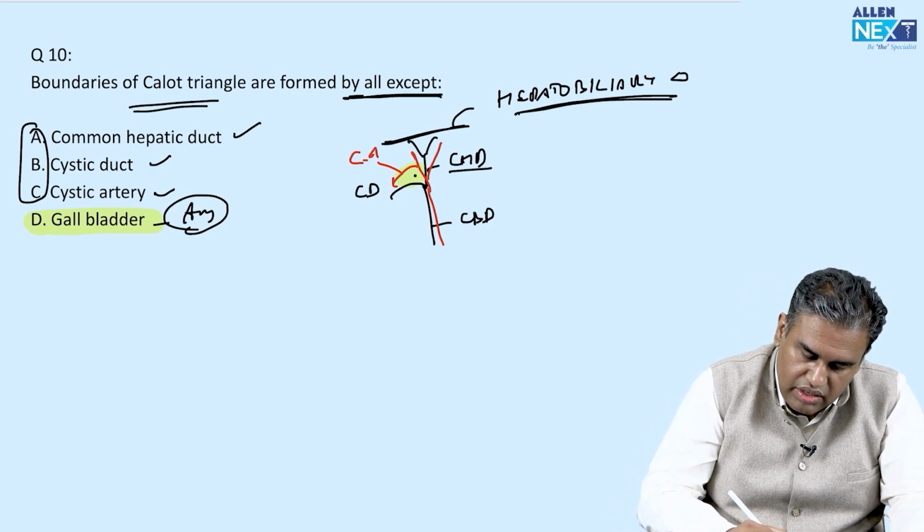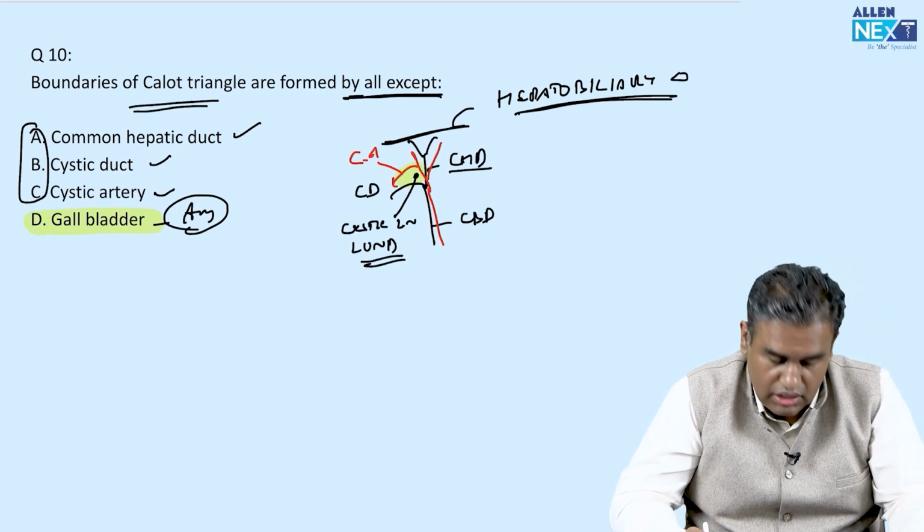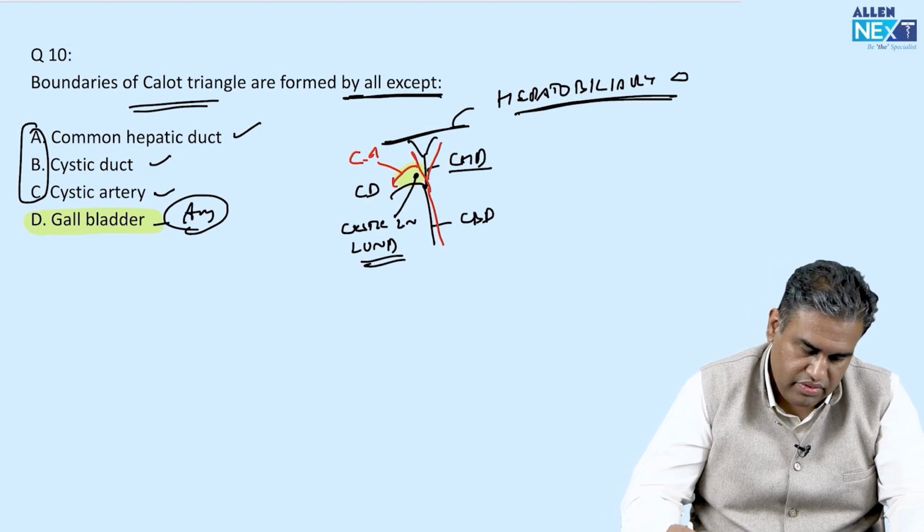They may ask. There is a small lymph node over here called the cystic lymph node, because it is for the gallbladder, the cystic lymph node of Lund, L-U-N-D. Right, that is the content of it. Let's see more if we got.